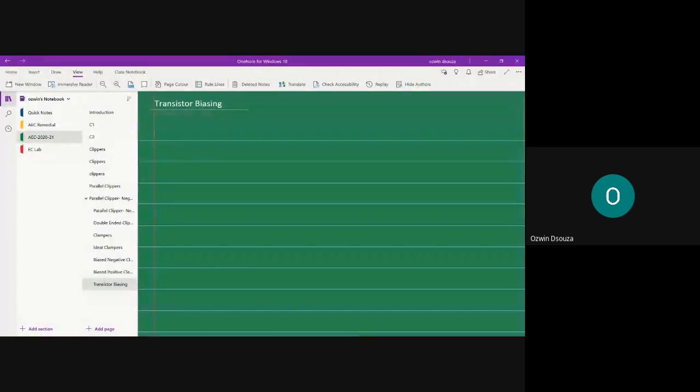Good morning, everyone. Today, let me start with the second part of Module 1, that is transistor basics. Now, about transistors, you have already studied in your previous semester, right? In a course called Basic Electronics. So transistor biasing, you can consider it as an extended version of the concepts what you have already studied in Basic Electronics.